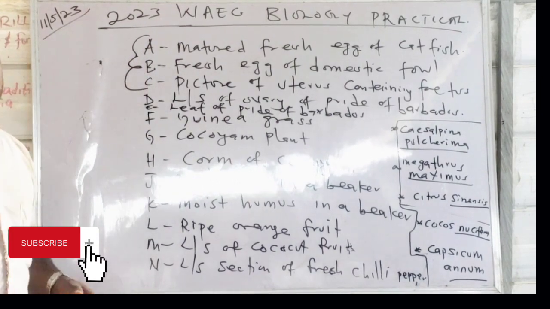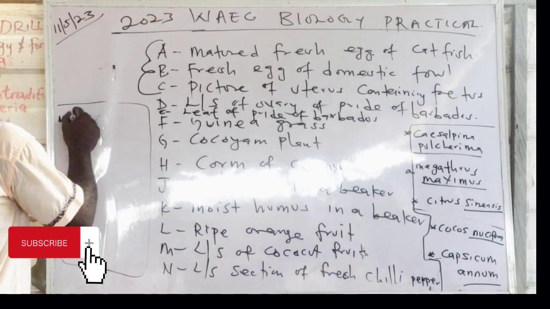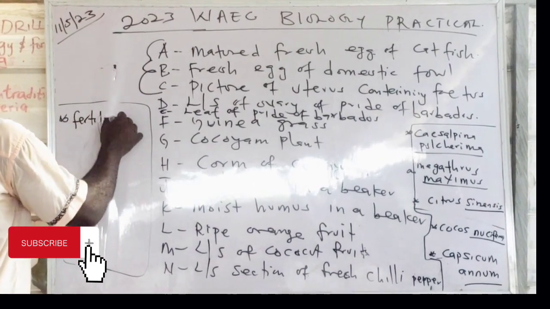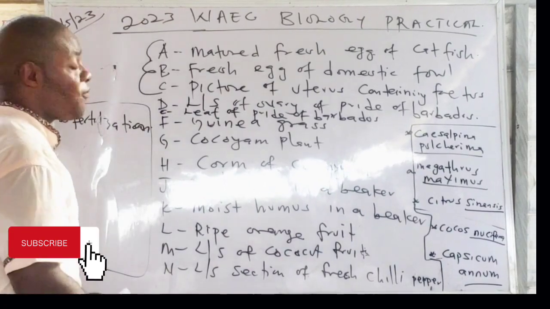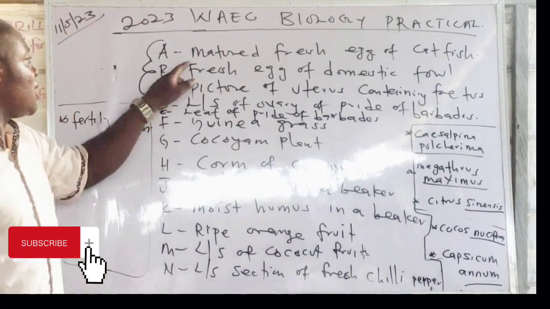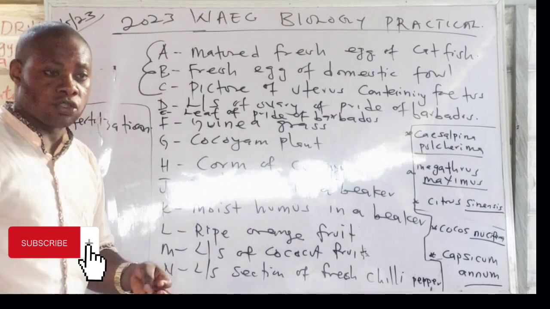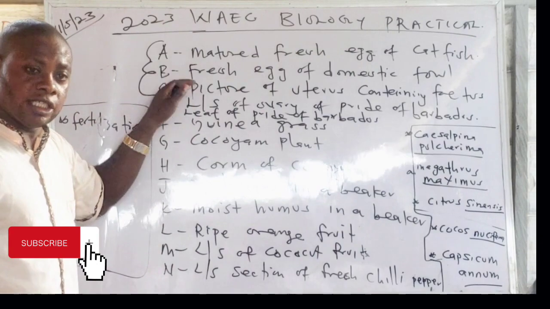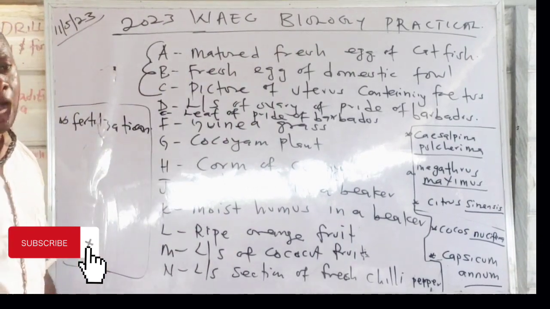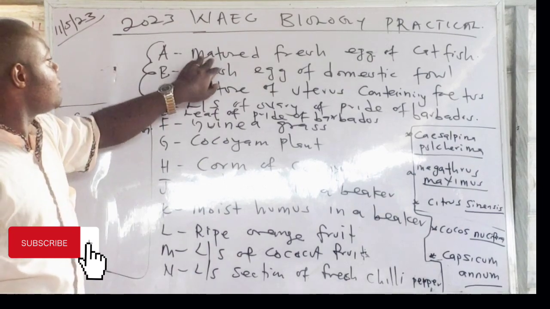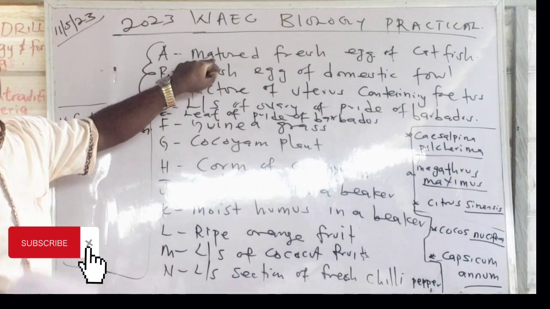Now, number one, we are going to look at fertilization. Yes, we'll be looking at the fertilization method or fertilization process between specimen A, B, and C. In the table, you can just write specimen A, B, C, maybe in 3 rows or 3 columns. Are we together now? If you look at a mature fresh egg of a catfish, they exhibit one type of fertilization. Is it internal or external?